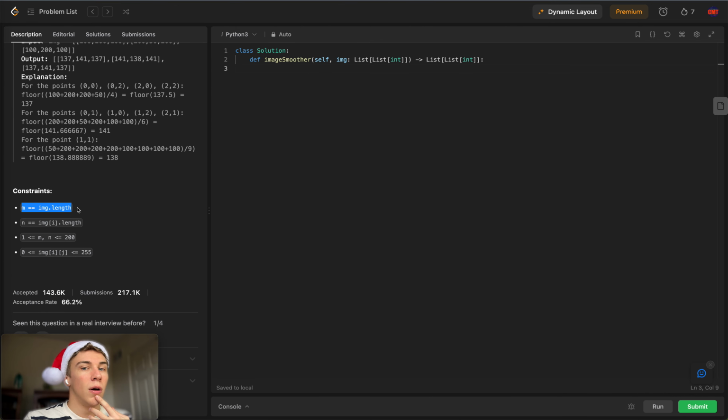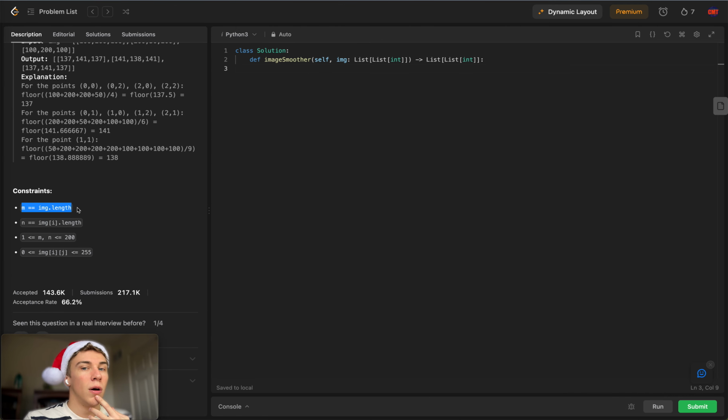Let's look at the constraints. We have m equaling the number of rows and n the number of columns. The image itself is not that large, only 200 cells max for the length and the height, a max of 200. And the values are between 0 and 255, which actually is the general representation of any one single hue or color in a cell.